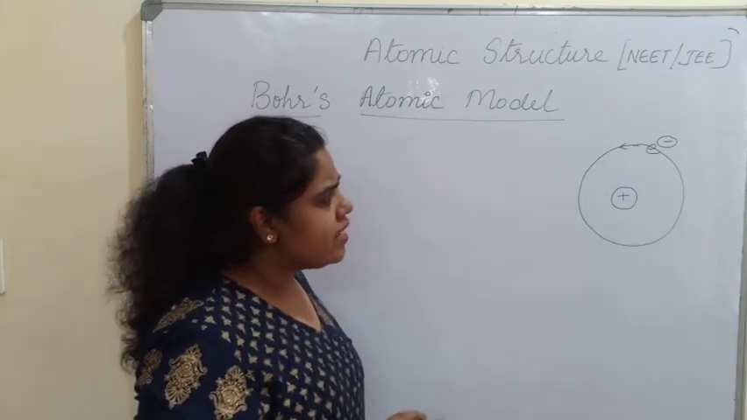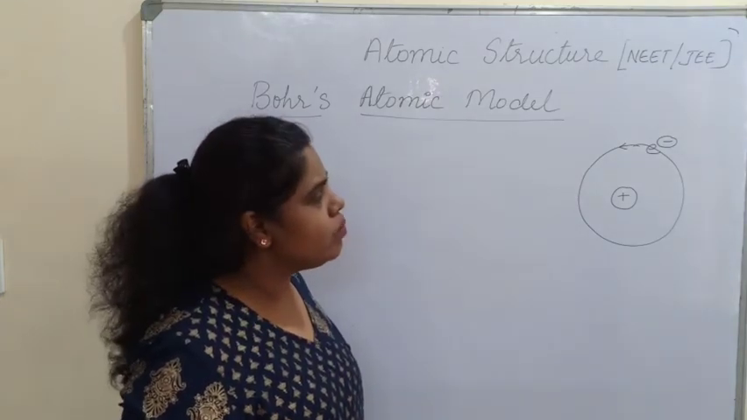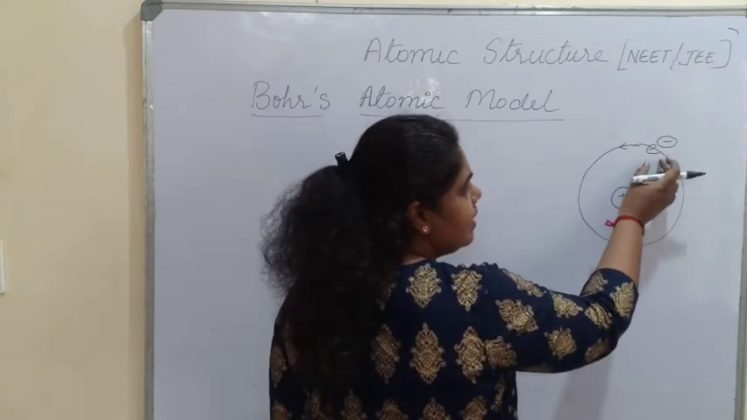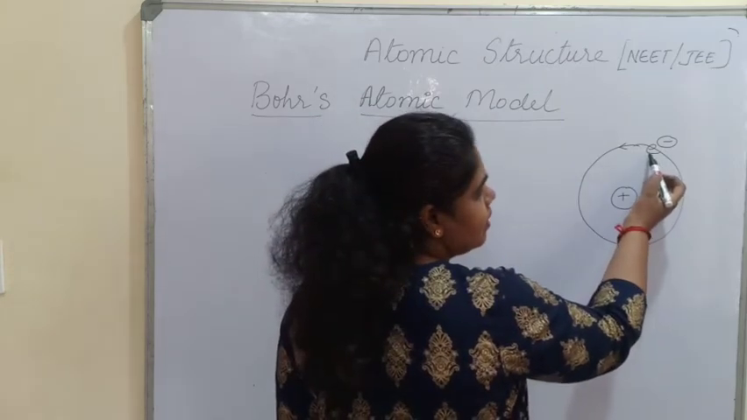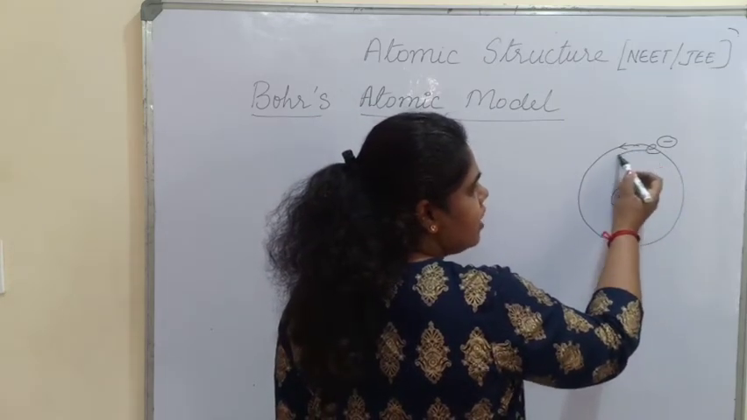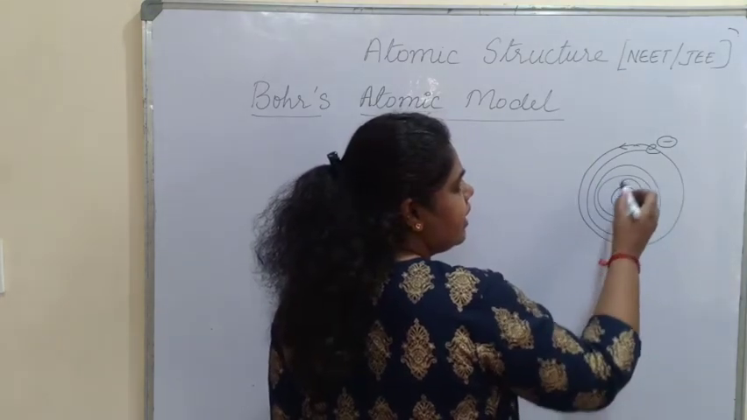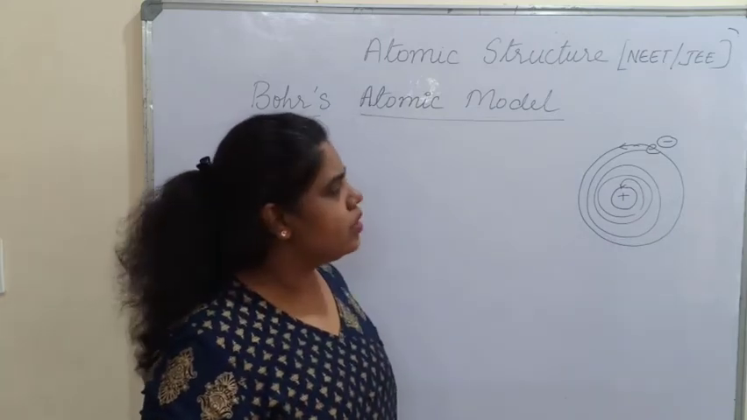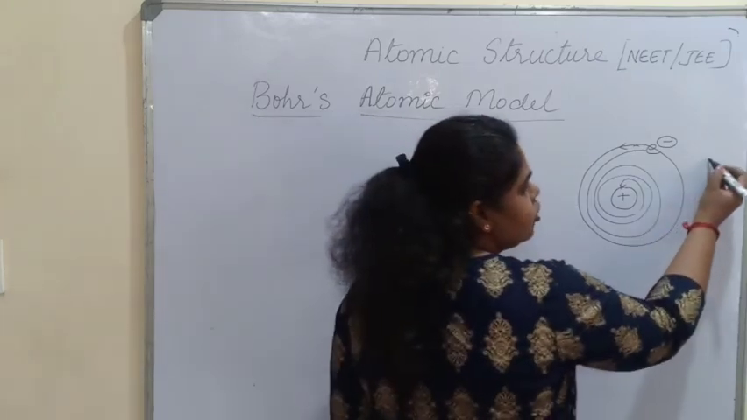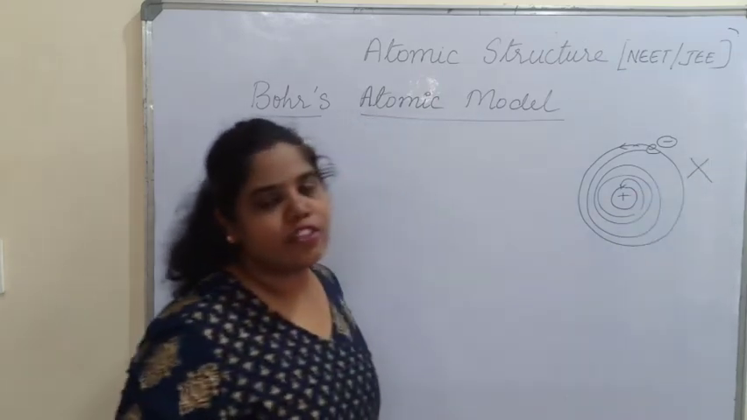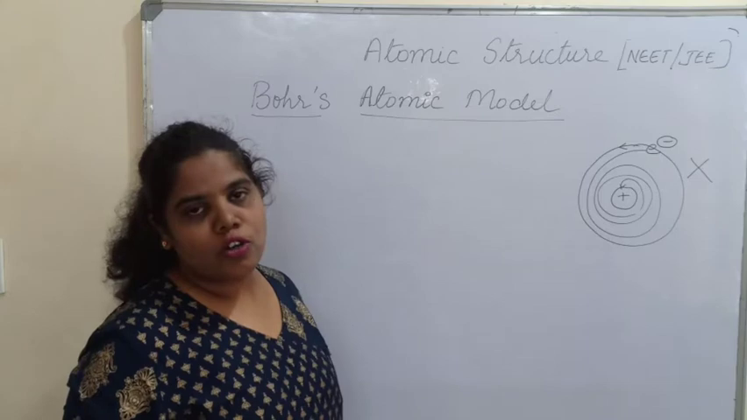But one disadvantage of Rutherford's atomic model is, if a charged particle is accelerated, it should lose energy. Here the electron is a charged particle, so it should lose energy. As it loses energy, it comes closer to the nucleus, gets attracted towards it and finally falls into the nucleus, and no more can an atom exist. But this doesn't happen in nature. So this is one of the disadvantages of Rutherford's model of atom. This was clarified in Bohr's atomic model.